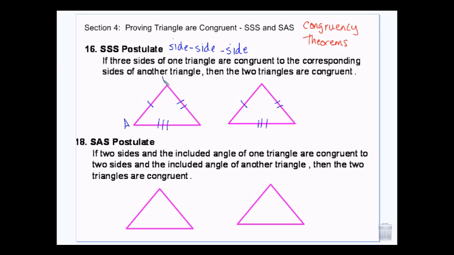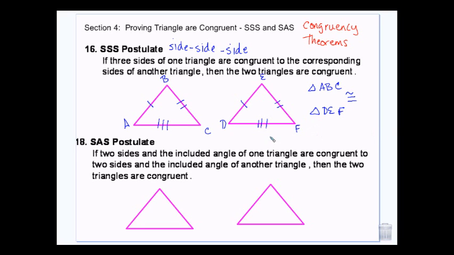Now when you list them, we have to put them in order. So if AB is our first side here, DE has to be our first side here. And then we put C and F, and we can say that they are congruent. Okay, so that's the first postulate that tells us that triangles are congruent, side, side, side.